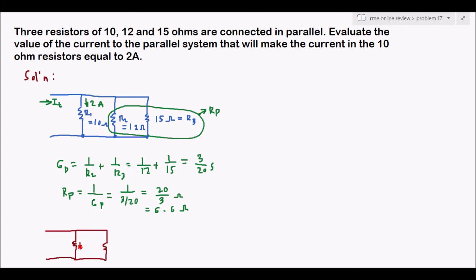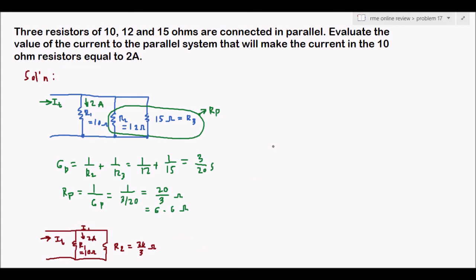So this is R1, which is equal to 10 ohms. This is R2, which is equal to 20 over 3 ohms. And we have here our 2 amperes, and we have here our IT. Now, in order to solve IT, we could use CDT. For example, we will call our 2 amperes I1.